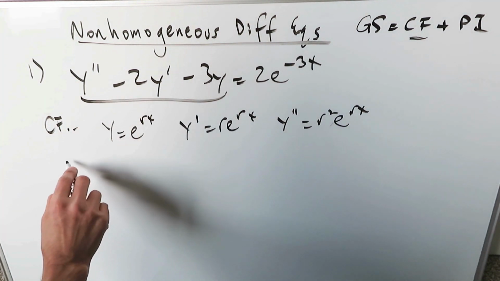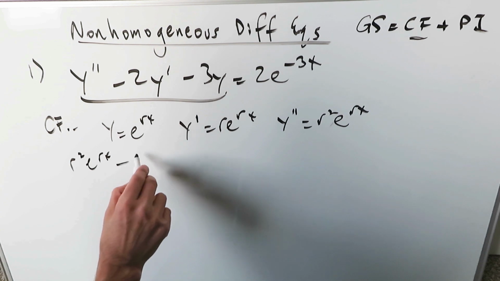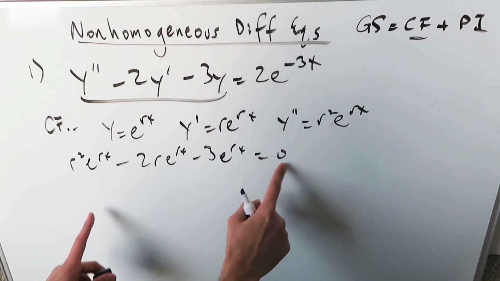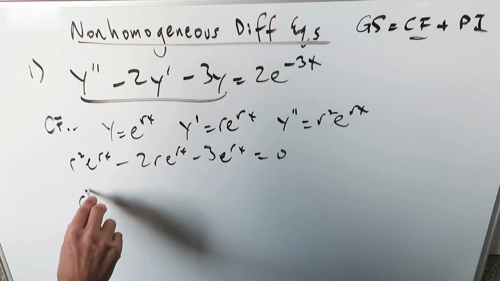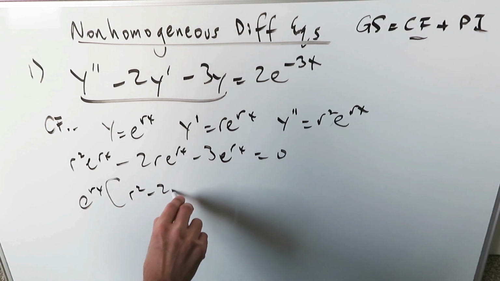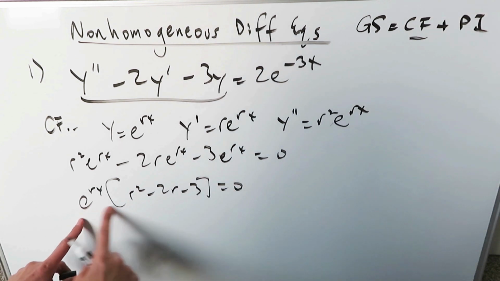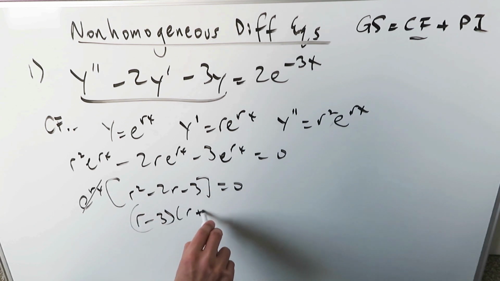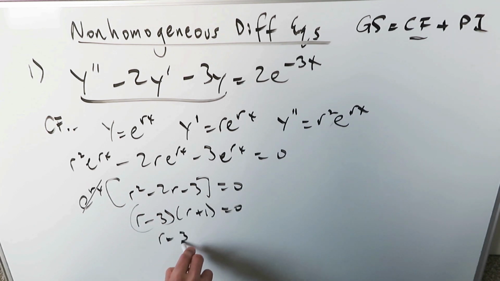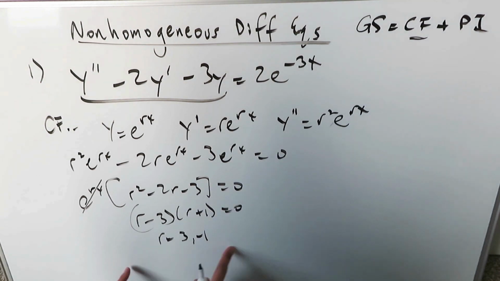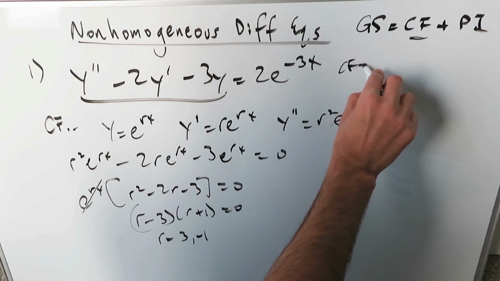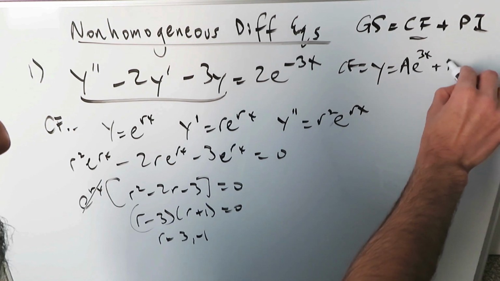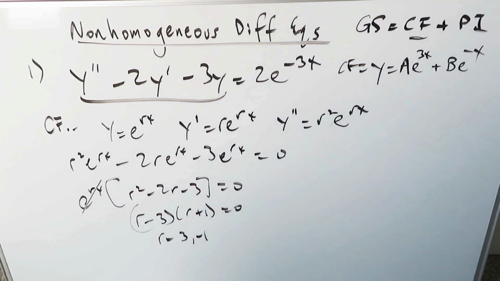You will bring it into the template you have over here: r squared e to the rx minus 2r e to the rx minus 3 e to the rx is equal to 0. Equal it to 0 because it's going to help you out. Factoring out e to the power of rx, you're looking at r squared minus 2r minus 3 equals 0. When you take this on the other side, it zeroes out. Your factors are r minus 3 and r plus 1 equal to 0, and r is equal to 3, minus 1. When you're bringing this to real solutions, your template is going to be y is equal to a e to the power of 3x plus b e to the power of minus x. And that right there is done.